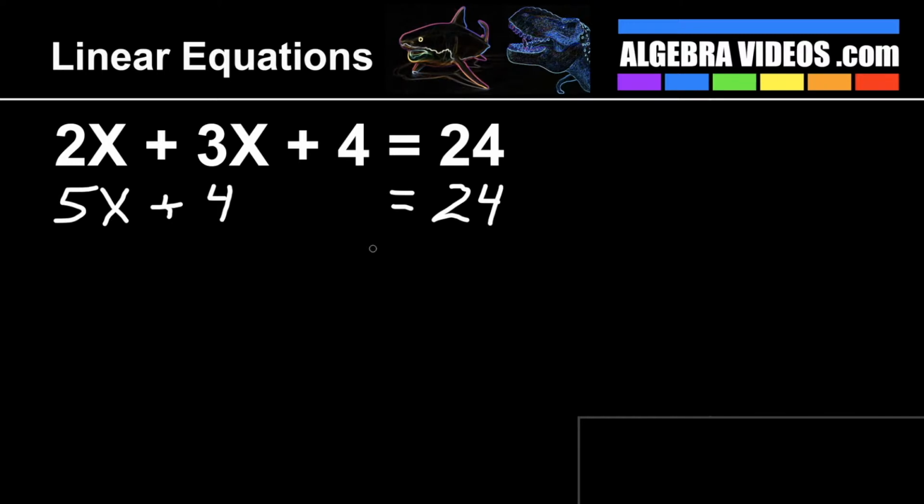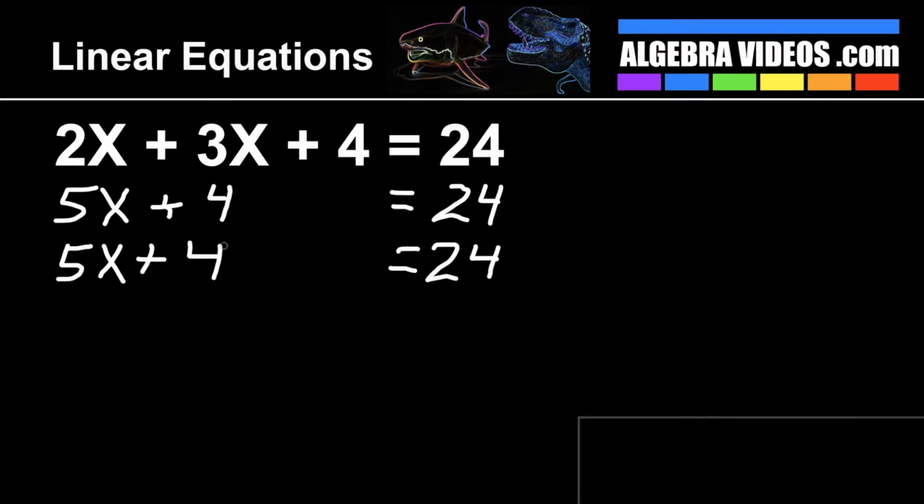And now, in the next step, I'd like to get rid of this 4 out here. We'll get to the 5 last, but we'll work our way towards that. Let's get rid of this 4 first. So I'm going to rewrite the last equation: 5x plus 4 equals 24. So nothing changed. I just rewrote it.